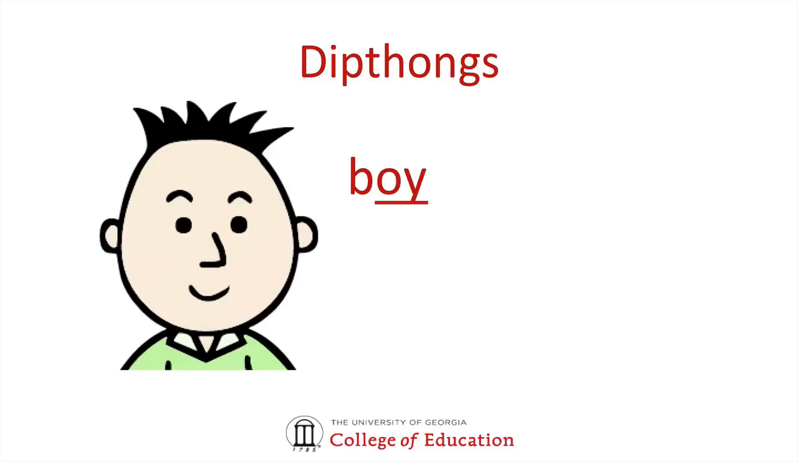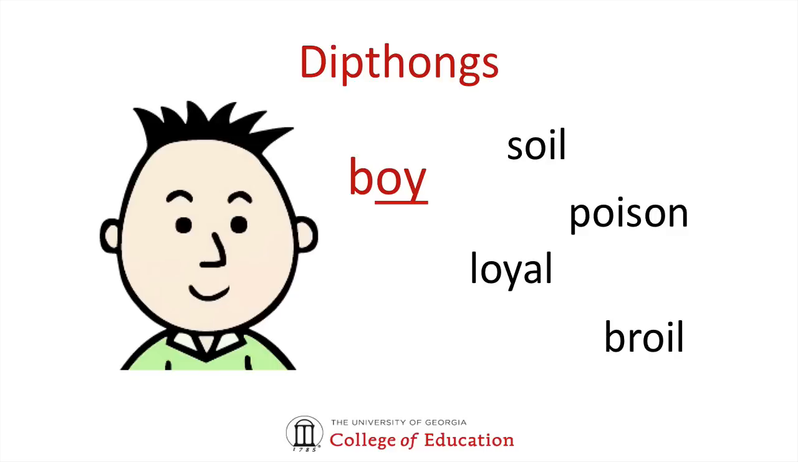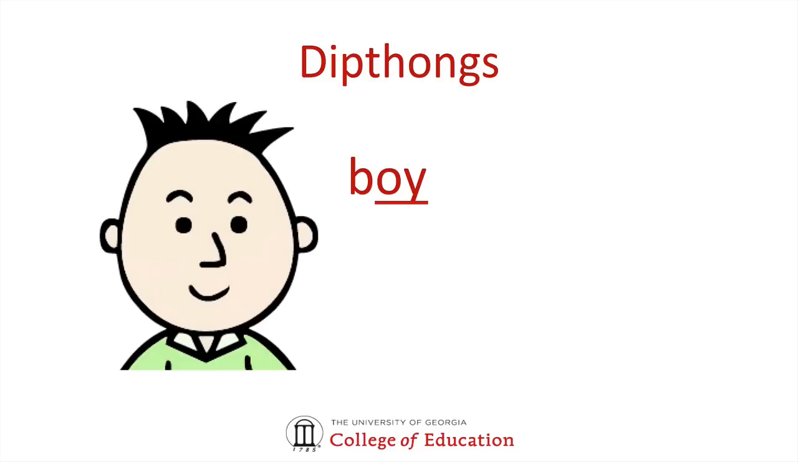Finally, there are diphthongs. A diphthong is also referred to as a gliding vowel. Diphthongs are two adjacent vowels within the same syllable, like the oi in boy, and soil, poison, loyal, and broil. Diphthongs are counted as one phoneme.